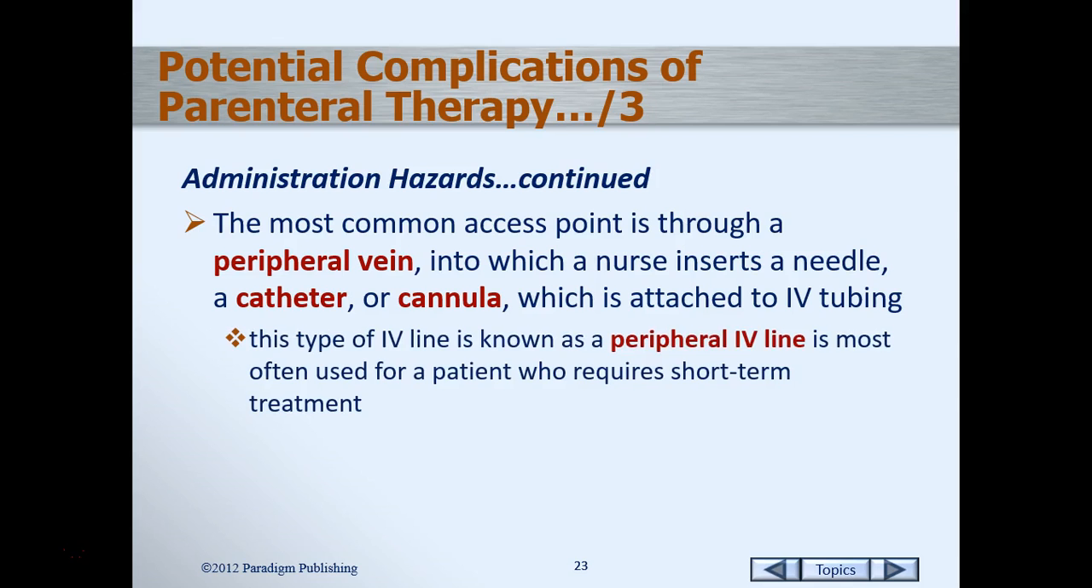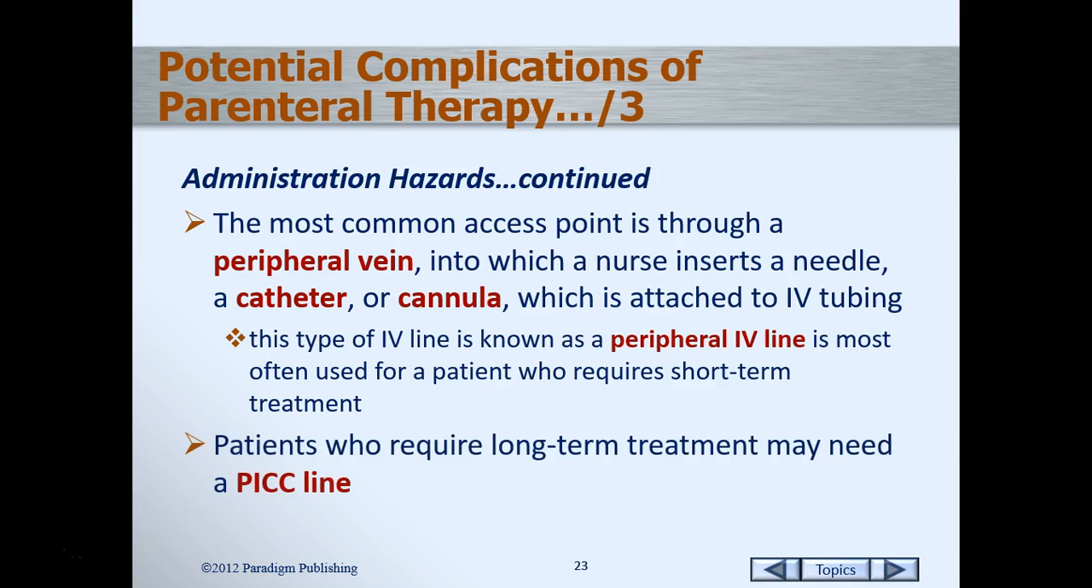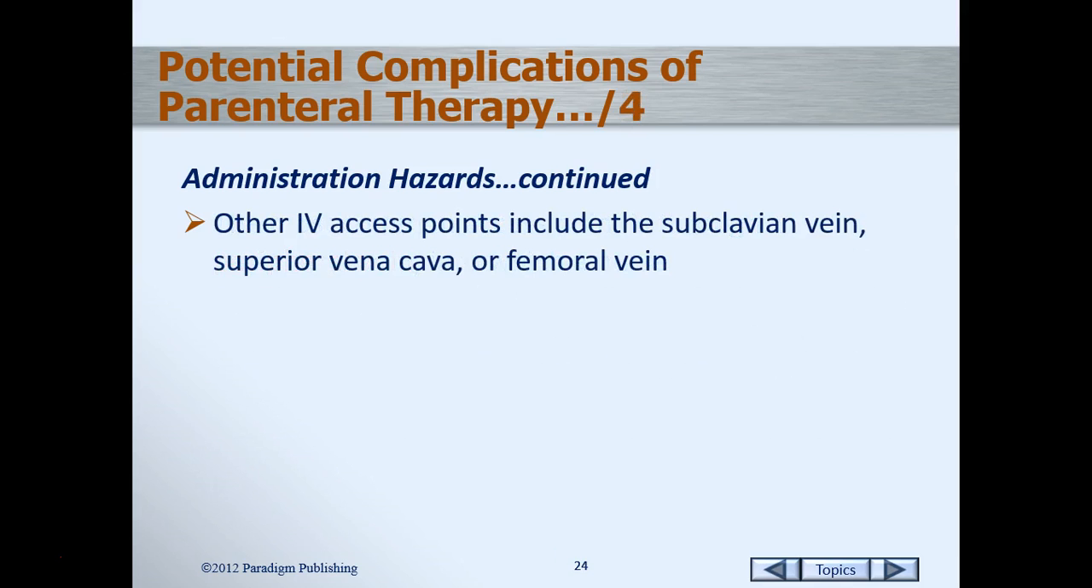The peripheral line is most often used for patients who have a short-term treatment. Patients who require long-term treatment may require a PICC line, peripherally inserted central catheter, and that goes into a larger vein. So short-term, your veins aren't going to get as irritated. Long-term, you continue to do medication, we don't want to use a peripheral vein. It could get inflamed, it could be damaged. So a PICC line has less chance of that occurring.